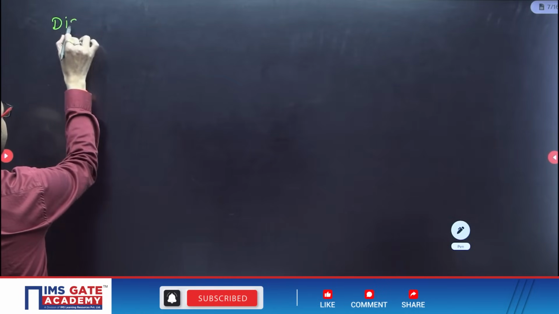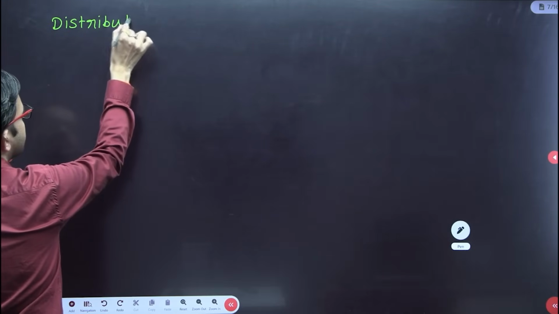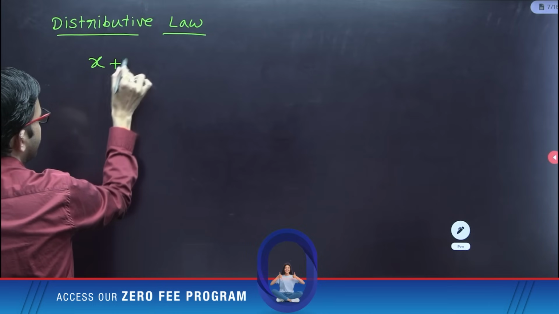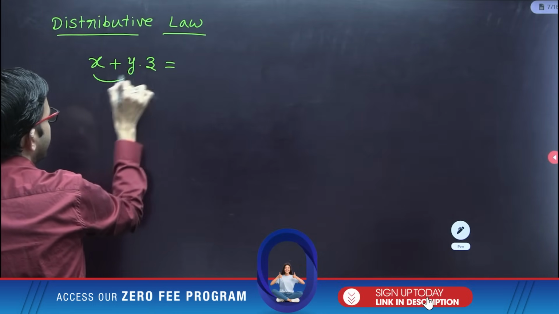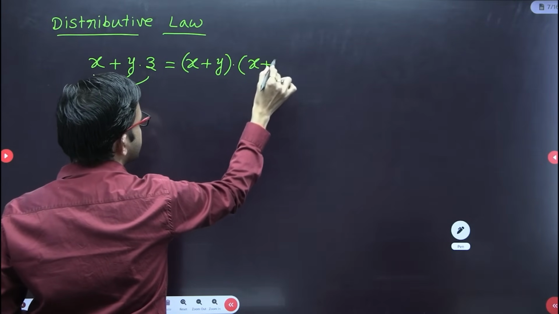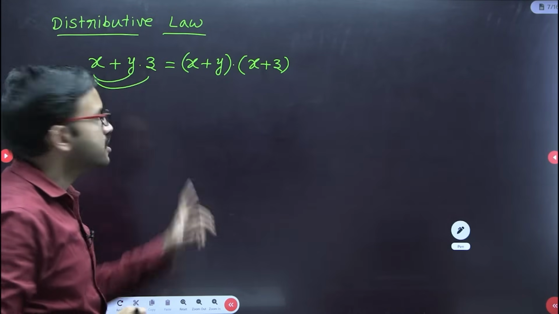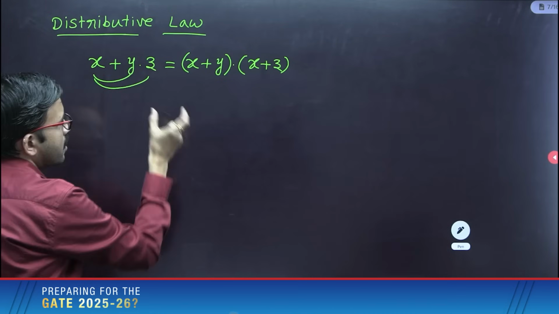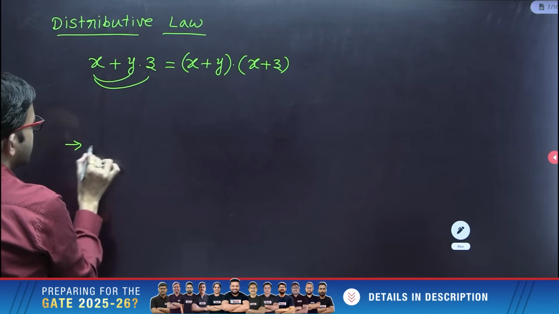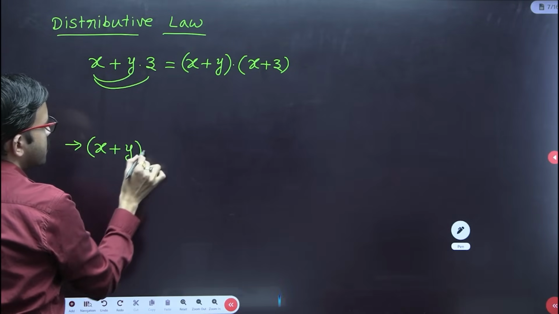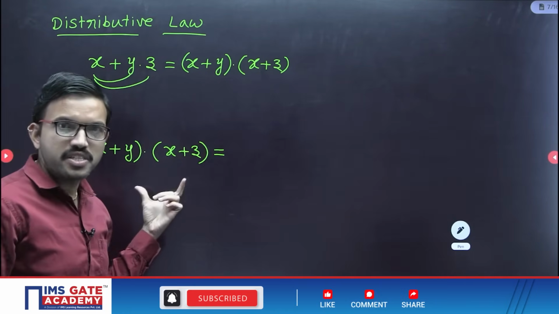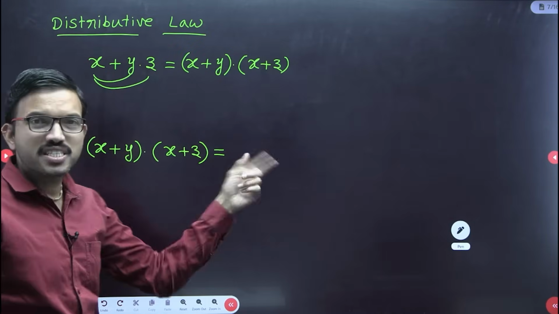Regarding distributive law, you know the formula: x plus yz we can write as (x plus y) into (x plus z). This is from LHS to RHS. Okay, now when you are saying LHS equal to RHS, obviously RHS equal to LHS. So (x plus y) into (x plus z), if you are having this expression, you can write this expression in one step.